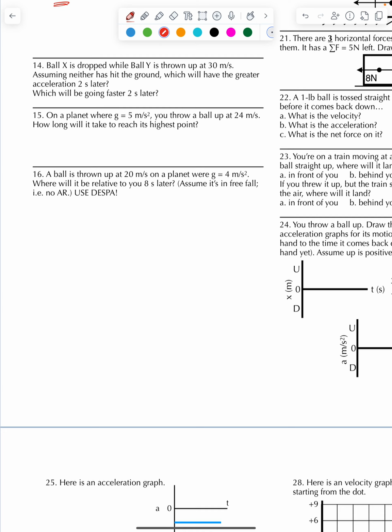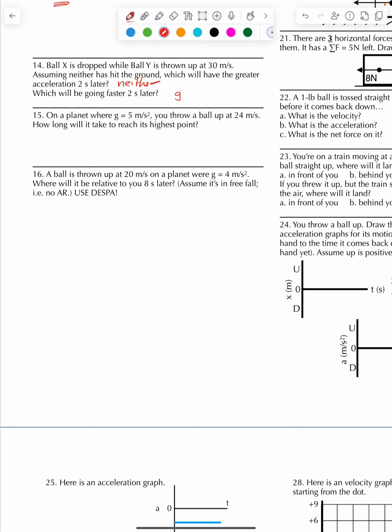So back to the problem, whether I drop a ball from 0 velocity or I throw a ball up at 30 meters per second, when they leave my hand, assuming they're in free fall, they're going to experience the same acceleration. They're going to change by 10 meters per second. So neither, I guess is the way you'll answer it grammatically, will have a higher acceleration. They're going to have the same. Which will be going faster 2 seconds later? Well, let's practice just a skill in our head since it's a convenient number.